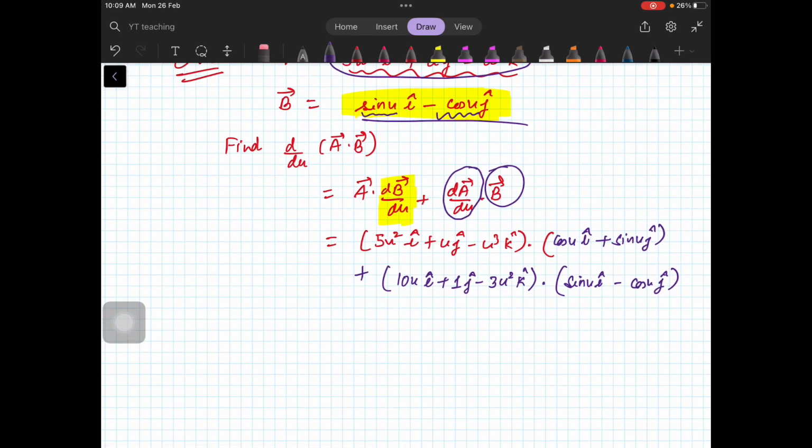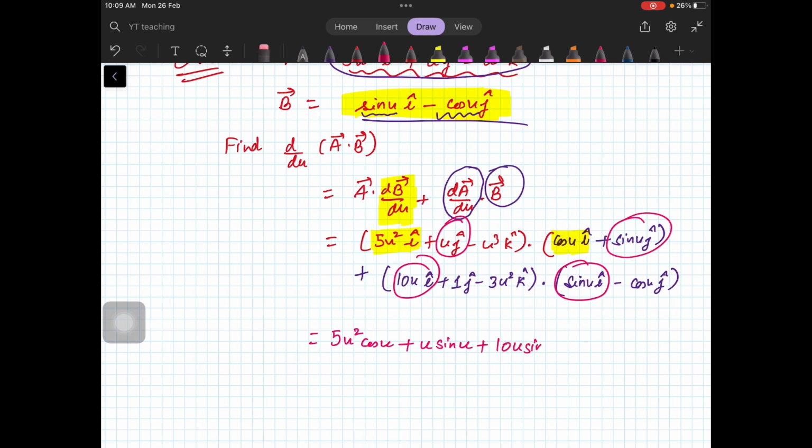Now you know how to take the dot products. So you have the first term with the first term, so you have 5u² cos u, and then the second term with the second term, plus u sin u, and then this term with this term, 10u sin u, and then this term with this term, so that is minus cos u. Okay, so now you combine. Here you can combine these two terms. So you'll get (5u² minus 1) cos u, and then you have 11u sin u.